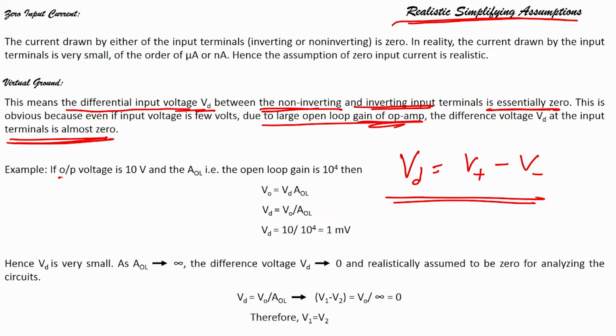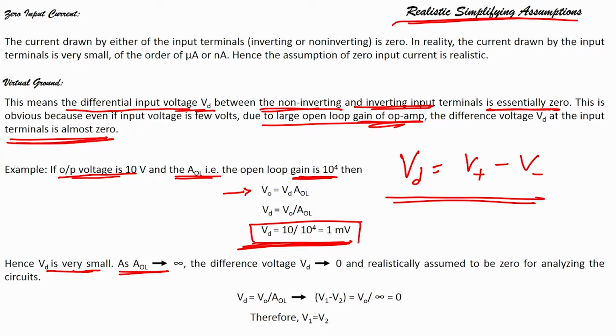Okay. So, if our output voltage is 10 volts and AOL, that is open loop gain, is 10⁴, then what we can write? VO equals Vd into AOL, right. VO is our output voltage, Vd is the difference voltage. So, from here Vd will be VO upon AOL, or Vd will be very small, which is 1 millivolt. Now, hence Vd is very small as AOL is infinite. See, for 10⁴ you can get Vd of 1 millivolt, but if I increase to 10⁵, if I increase to 10⁶, if I go on increasing to infinity, then what will happen?